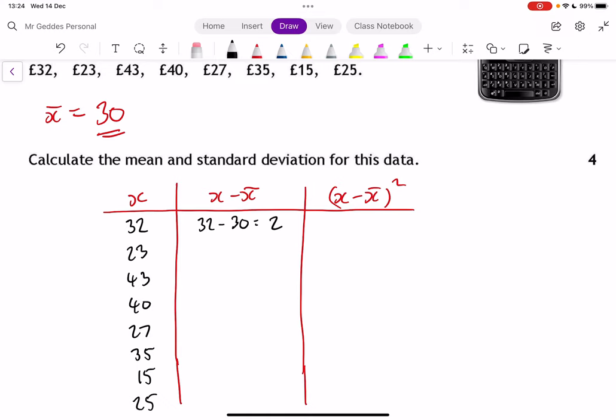You don't need to write that for every single one. You just do it. Then I'm going to do 23 take away 30 to get -7. 43 take away 30 to get 13. 40 take away 30 is 10. 27 take away 30 is -3. 35 take away 30 is 5. 15 take away 30 is -15. And 25 take away 30 is -5. Don't get frightened by the negatives. You can have negatives in that column. Okay. What you should get frightened by is if you've got negatives in this last column here.